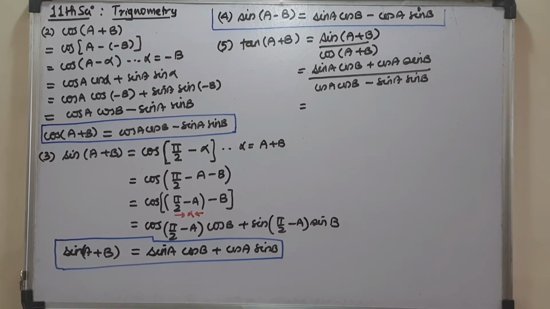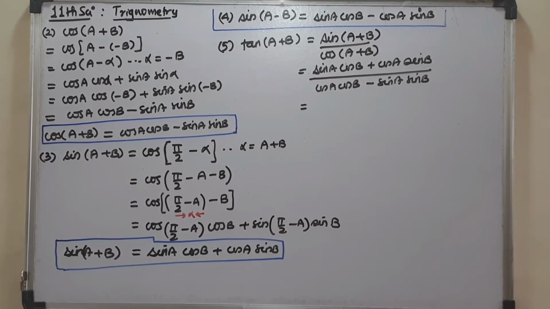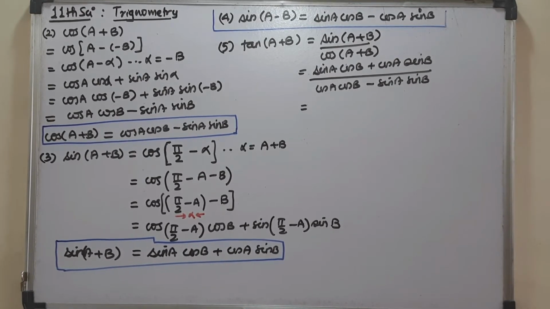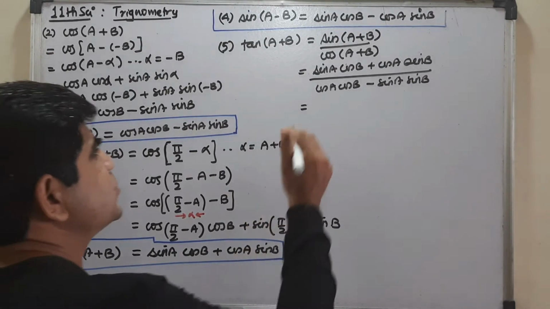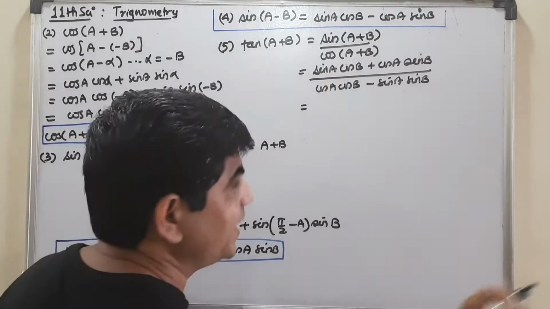Now if you see, we got a mixture of sin and cos. Something must be removed, I don't want it like this. I want it purely in the form of tan. So better I will divide this by cos A, so I will get tan A.